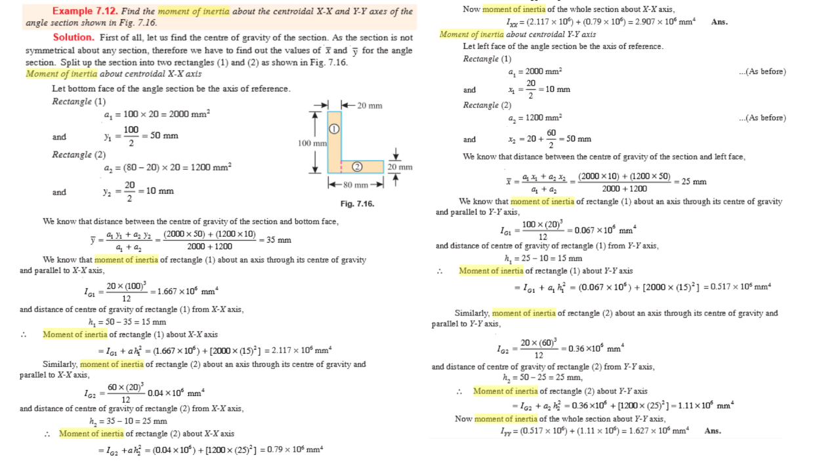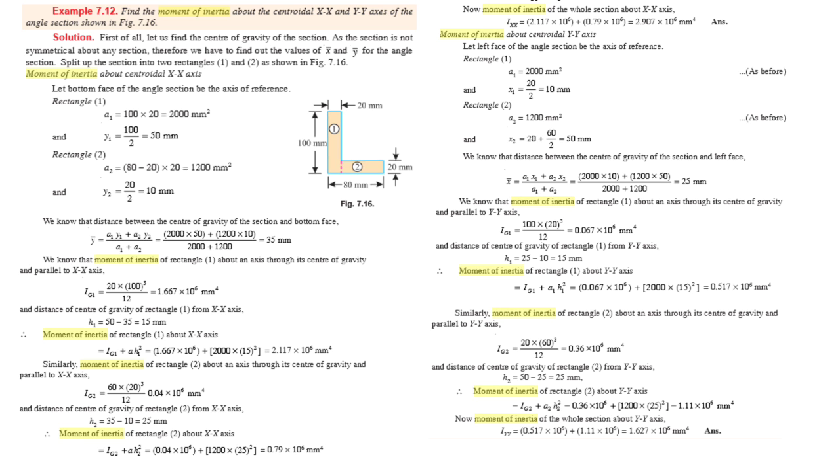For rectangle section 2, area 2 is equal to 60 mm, therefore 80 minus 20 mm is equal to the breadth of section 2, and the height of section 2 is equal to 20 mm. Therefore, the area of section 2 is equal to 1200 mm square. So y2, the centroid of section 2, is equal to 20 divided by 2 is equal to 10 mm. We know that y bar is the distance between the center of gravity of the section and the bottom face.